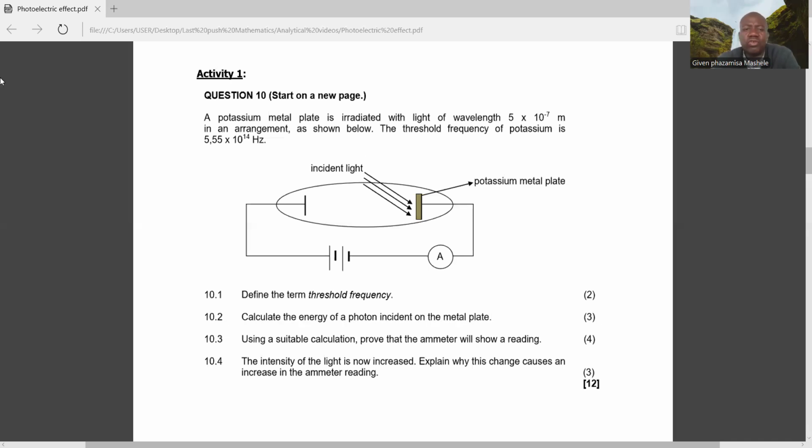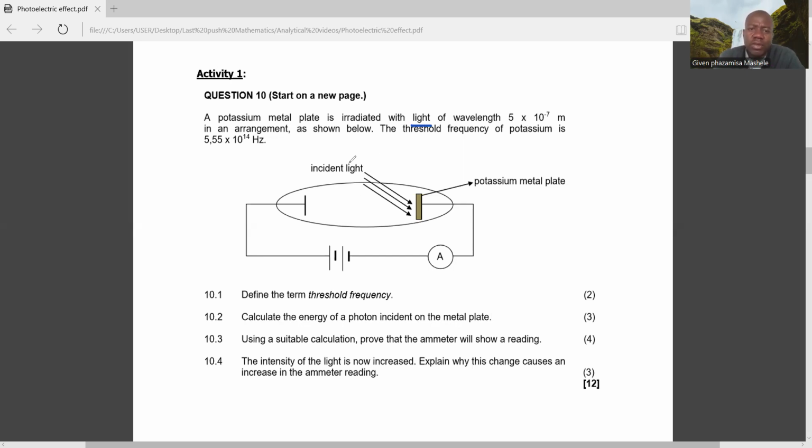Okay, we now continue with the questions for photoelectric effect. I'll start with activity number 1, which is question 10. It reads thus: a potassium metal plate is irradiated with light of wavelength 5 times 10 to the power minus 7 meter in an arrangement as shown below.